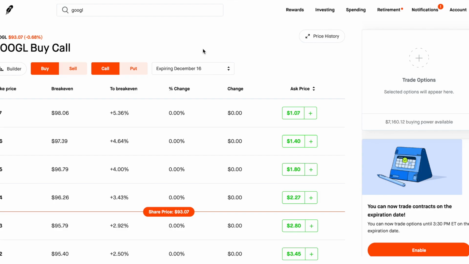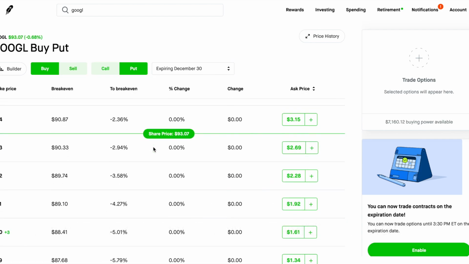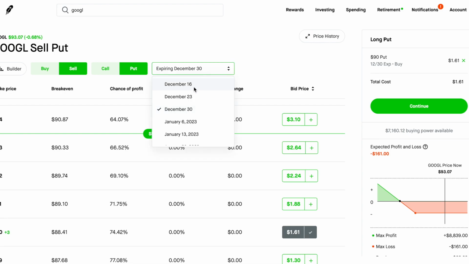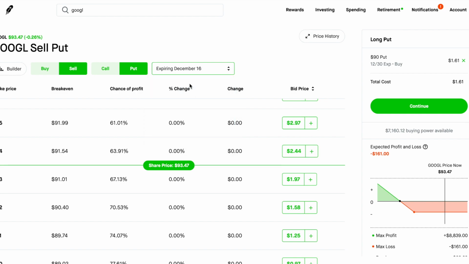All right, we're in the Google options chain. This is Friday morning, so basically one week from now, the December 16th contracts expire. I want to have a little more time. I want to give myself basically two weeks for my long option. So we're going to buy the 90, and then we're going to go ahead and sell. Just giving me maybe one week, I could do the 23rd, but I'm going to keep the short option shorter in time.